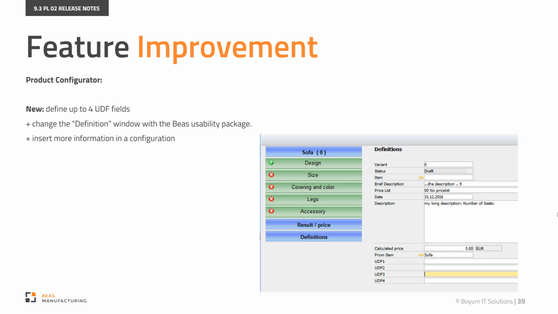You can now define up to 4 UDF fields in the product configurator as well. Additionally, it is possible to change the definition window with the Beas usability package. This allows you to insert more information in a configuration.